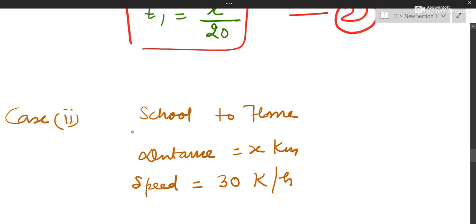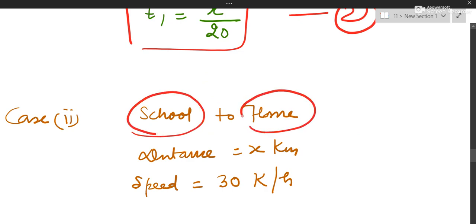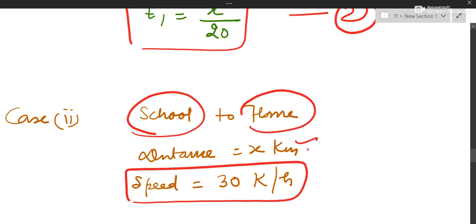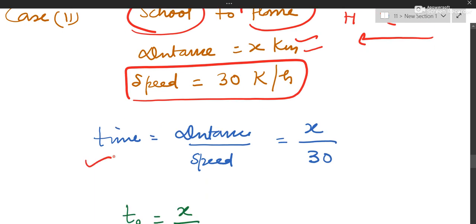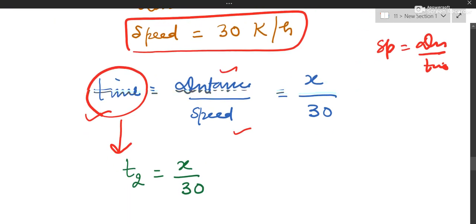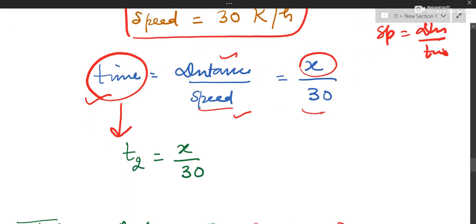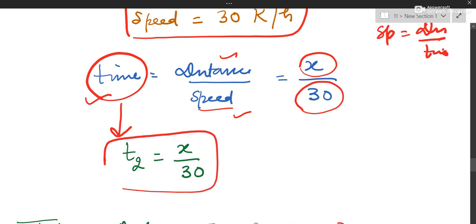Now when he comes from school to home, his average speed is 30. Distance will be the same. Home to school distance is x, which means school to home distance is also x. So let us use the formula once again. Because speed is equal to distance upon time, time is equal to distance upon speed. So time is t2 for the second case, and distance is x only and speed is 30 km per hour. You can substitute. You are ready with both the times.